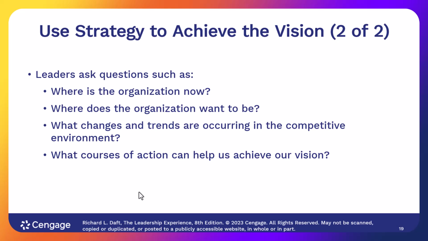So this is why you want to know, where are we now? Where does the organization want to be? You can have the vision and strategy, but you may have an organization that may not want that vision and strategy. What changes and trends are occurring in the competitive environment? If I want to know where we're going, one of the things I need to know is what competitors are doing. Is somebody already going there? Have they beat us there? Will we be the first to get there? What courses of action can help us achieve these visions? What do we need to do to put things in place so that we can start this off successfully?